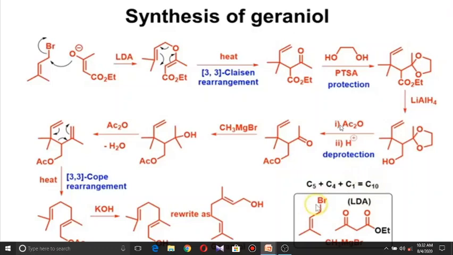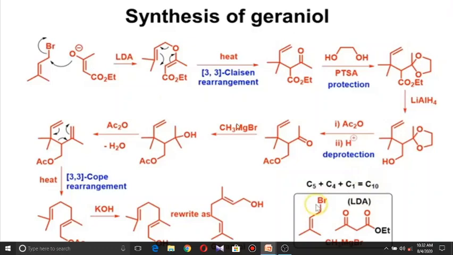First we treat with acetic anhydride. This primary alcoholic group converts into acetate. Protection of this, we have protected this alcoholic group, and the second step is the deprotection of this carbonyl group, yielding the carbonyl group again.